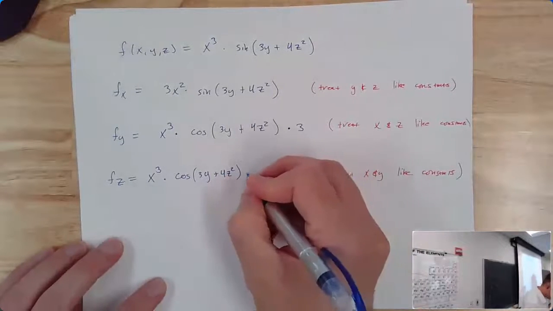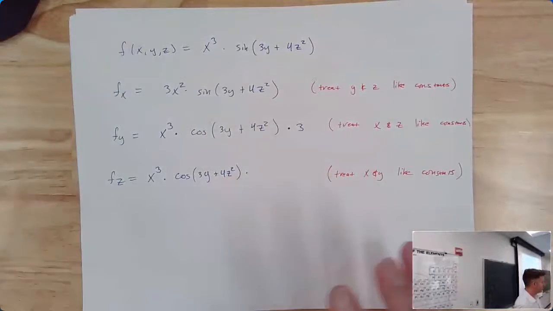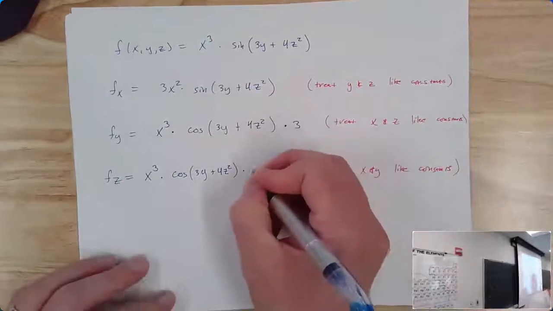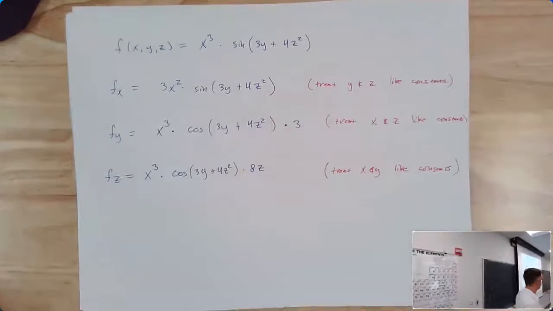So we're going to multiply by, okay, I'm trying to check you guys again. What's the derivative of 3y? And what's the derivative of 4z squared? And then you could simplify this, but I think it's just fine as it is.